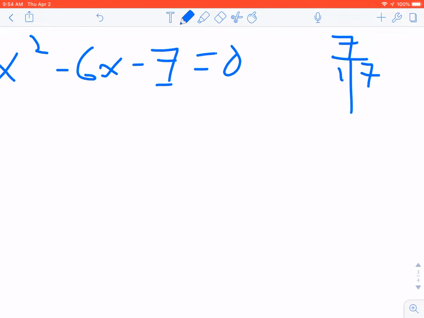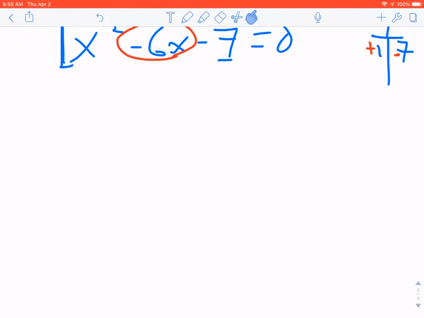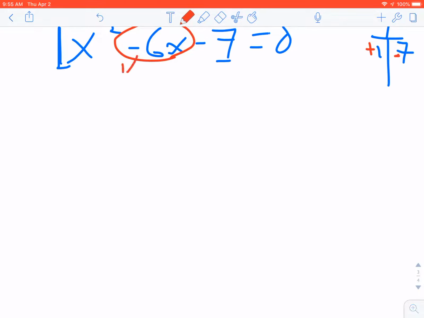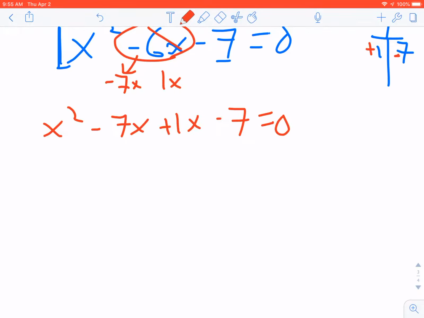Well, the only factors of 7 are 1 and 7, and I need the factors of 7 that will combine to give me this middle term here of negative 6. Well, I have the liberty to make any number positive or negative that I need. So I would make my 7 negative and my 1 positive. Now what I'm going to do is rewrite this, but I'm not going to write negative 6x anymore. I'm going to write negative 7x and 1x. So x squared minus 7x plus 1x minus 7 is equal to 0. Now that's the AC part of this, so I need to group them.